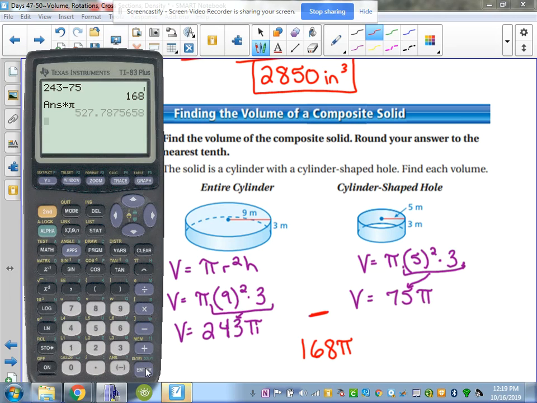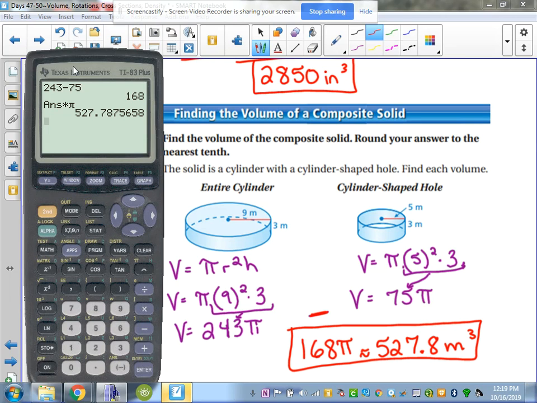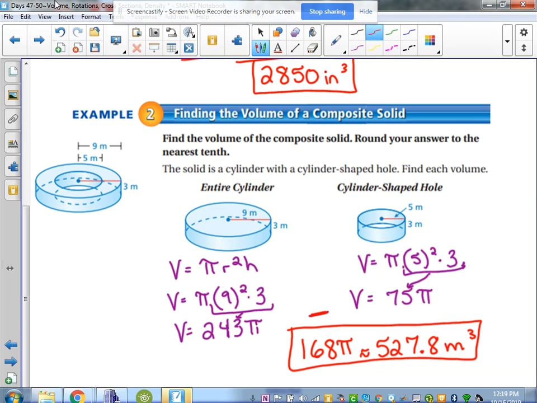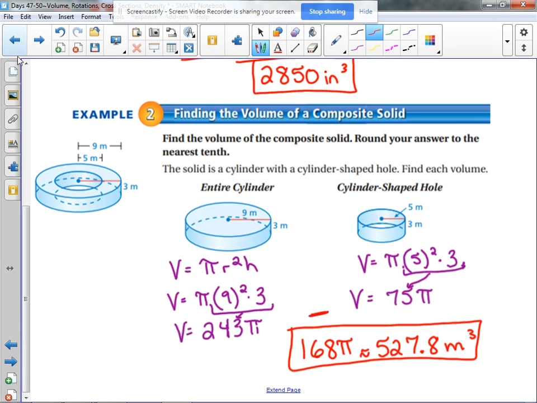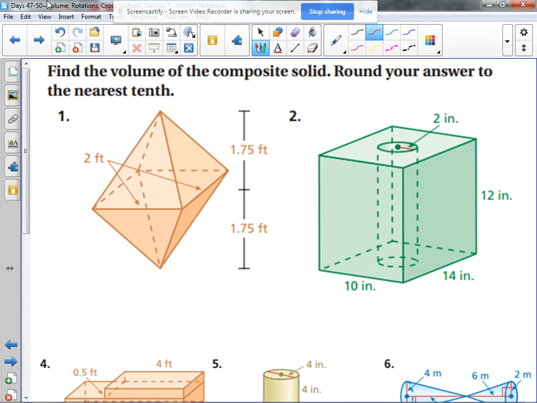Or if our answer choices are in decimal form, then we multiply the 168 times the pi. And we get 527.8. And these were cubic meters. Okay. Either of those is correct. It just depends. If it's free response like the quiz was, I accept either one. If it's multiple choice, you've got to look at, is it in terms of pi or is it multiplied out? Okay? Questions about either of those? Okay. Let's do two more like this, and then I will turn you loose on practicing some.